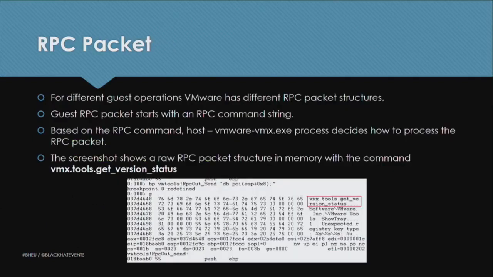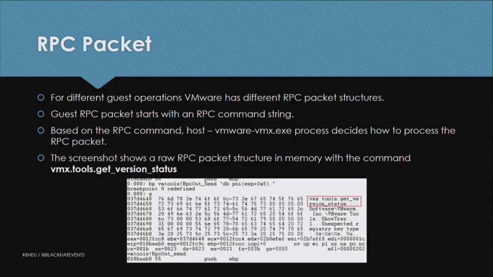So we have talked about some of the features that VM Tools brings inside the guest operating system. To be able to communicate with the host, the guest operating system has to send some command from guest to host. The guest operating system usually does this by sending an RPC packet from guest to host. As you can see here, this is a raw RPC packet we have taken from the vmtoolsd.exe process. Each and every RPC packet of VMware starts with an RPC command string. When the packet is received at the host end, based on this command, the host decides how to process the packet.